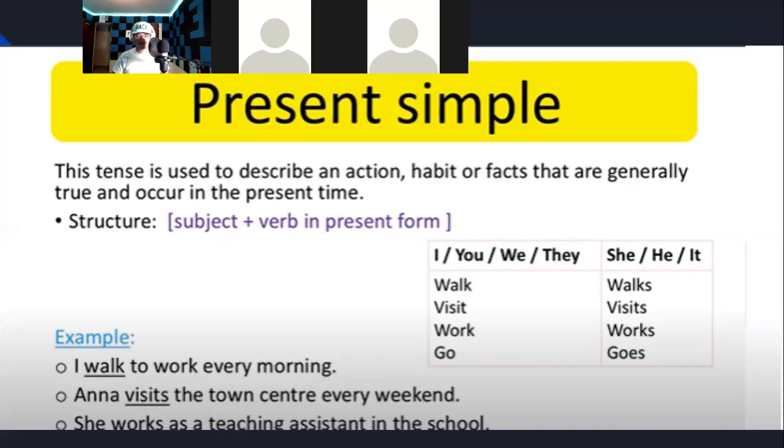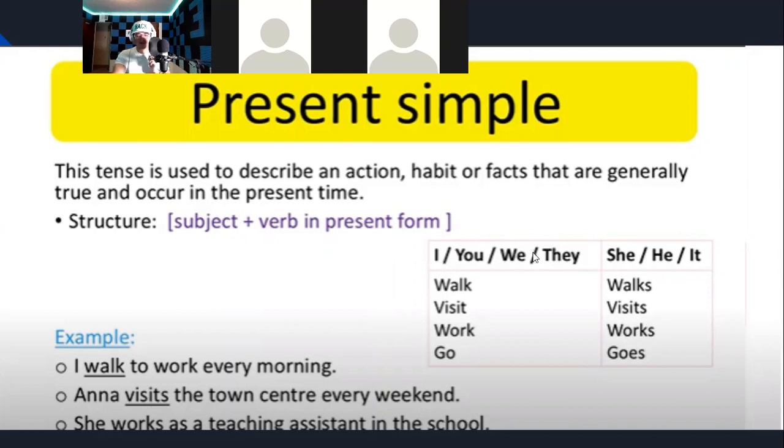Like, for example, the earth is flat. No, it's not flat, it's round. And we all know that the earth is round. So we use the present simple to state a universal fact, or maybe to say the sky is blue. This is the structure. It's a subject plus the verb in the present form. The verb in the present form is the most simple form, I guess.